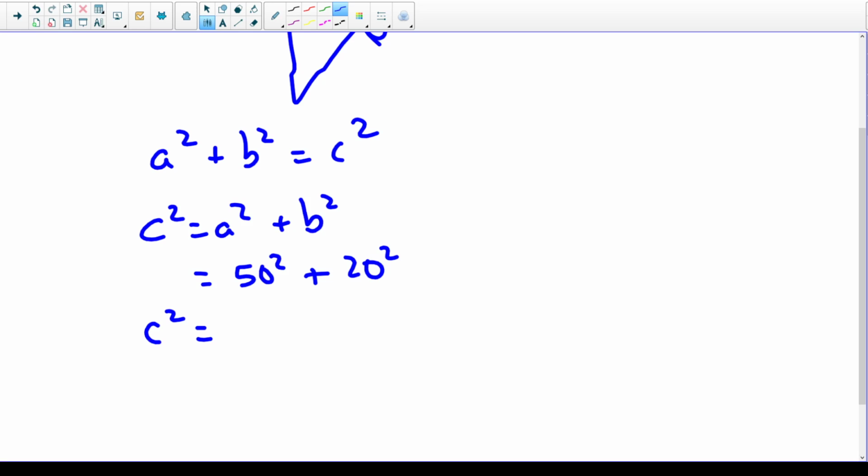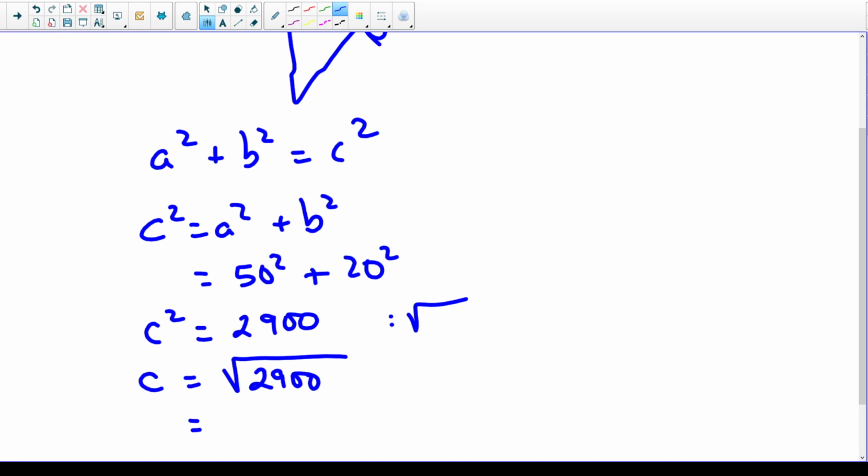So c squared is equal to what? Well, I'm just going to do this on my calculator off to the side. 50 squared plus 20 squared gives 2,900. And our final step is to square root both sides to isolate c, and I'm going to let you fill this in. Alright, square root of 2,900 you can do on your calculator and just find the final answer.